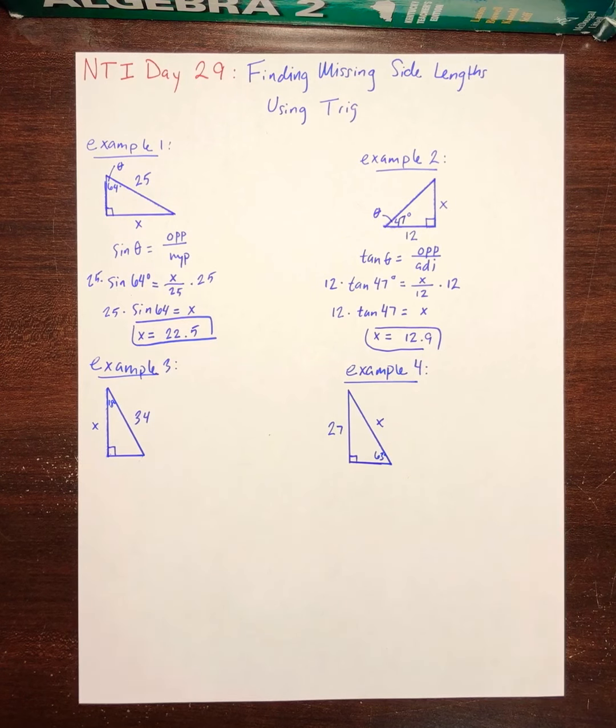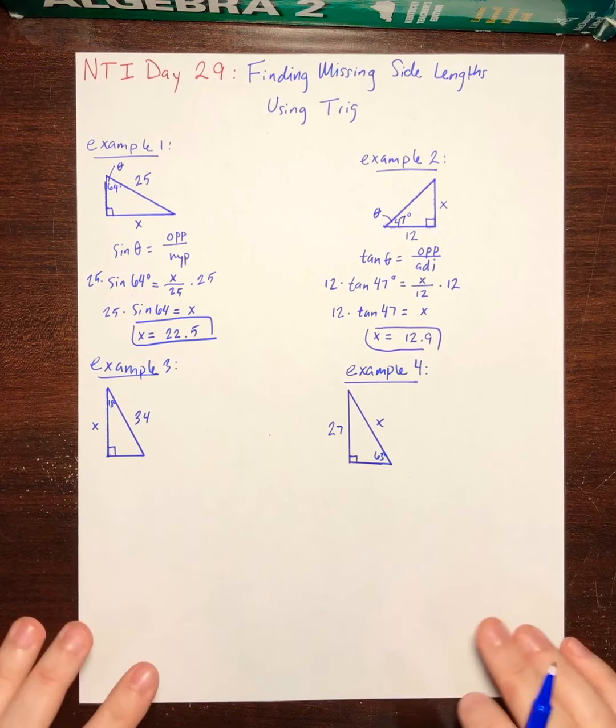So there's 2 examples, one of them using sine, one of them using tangent. I think the most challenging thing with these is figuring out which trig function to use, but you can find that out just by checking what labels they've given us.